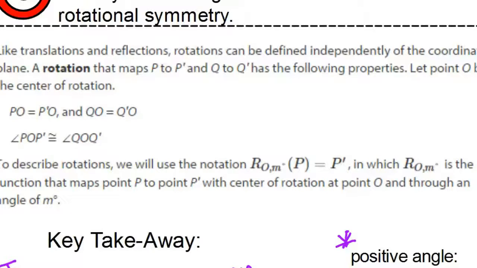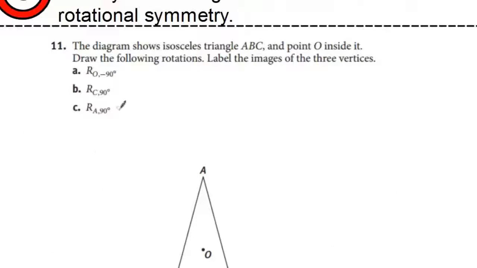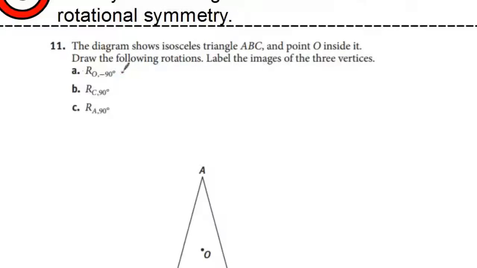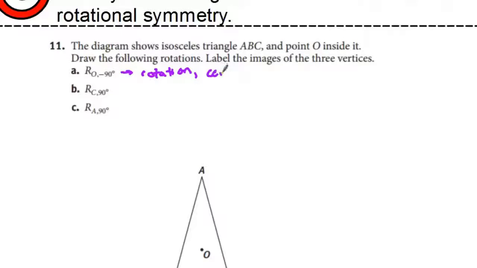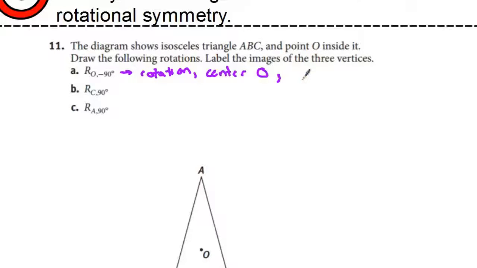Okay, so let's try this out a little bit. So let's say that we were given this triangle, which you have been in question number 11, and you're asked to do a rotation about O, negative 90 degrees. Well, let's interpret that. That means that this needs to be a rotation. It needs its center to be around O, and it needs to go negative 90 degrees, which remember the negative means that it's going clockwise.